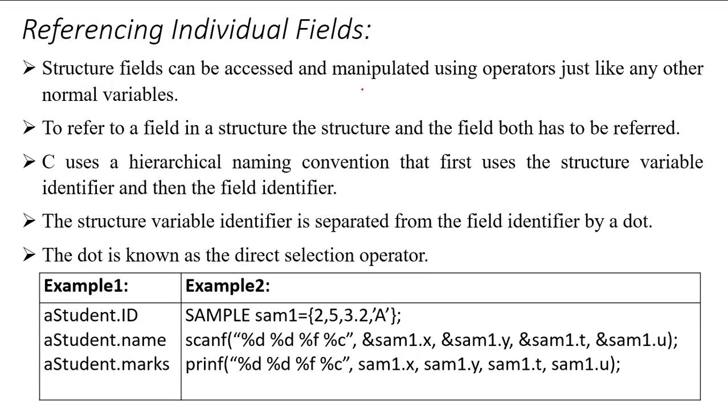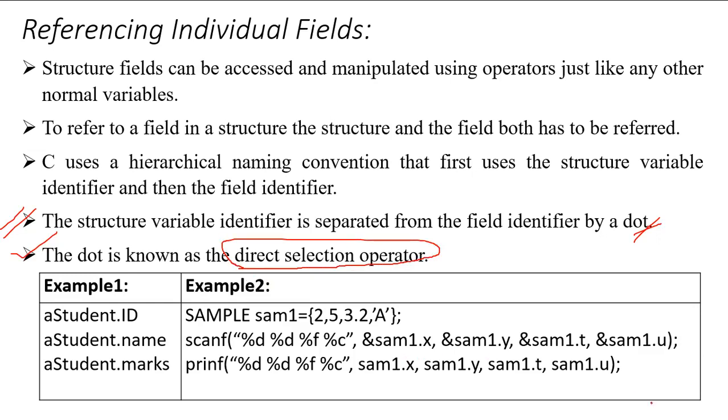So here structure fields can be accessed and manipulated using an operator just like any other normal variables. To refer to a field in a structure, the structure and field both have to be referred. C uses hierarchical naming convention. Hierarchical naming convention in the sense first the structure name, then the field name. Structure name followed by the field name. In between, you have to put the dot operator. The structure variable identifier is separated from the structure field by a dot. This dot is known as direct selection operator. Just now I have explained this thing.